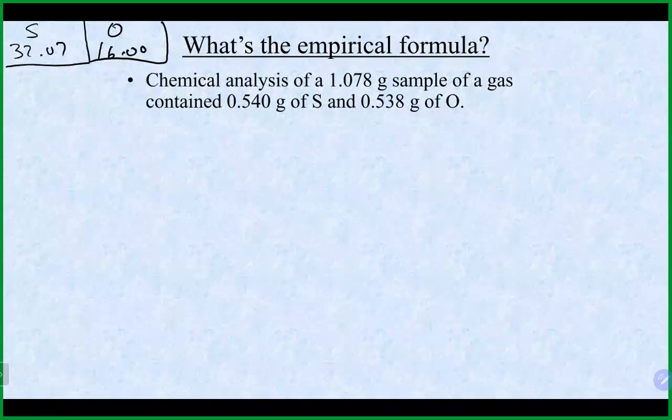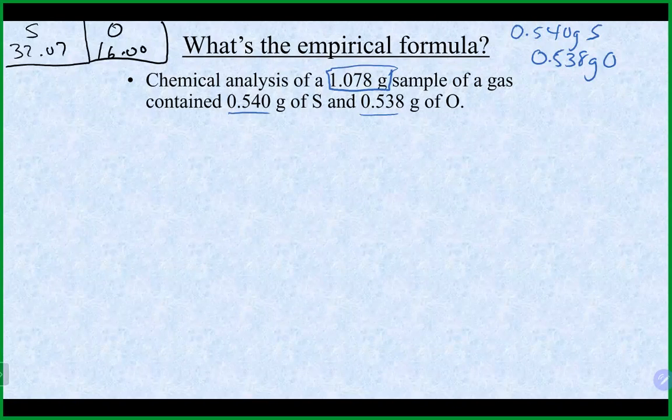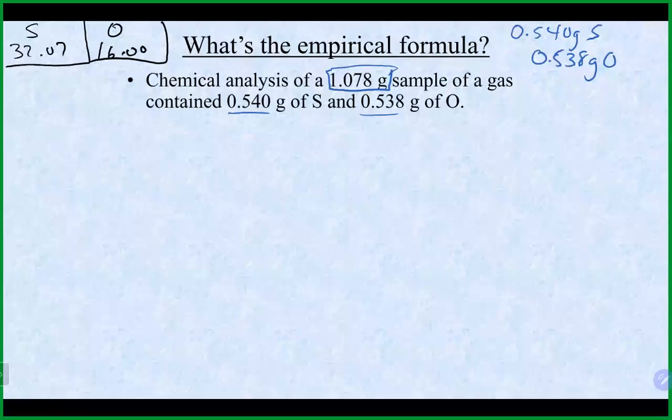Grams of sulfur, and we have the grams of oxygen. So we have 0.540 grams of sulfur. We have 0.538 grams of oxygen. By the way, if you add those numbers together, that is what this number represents, and you don't need that number in this calculation. It's just telling you that you're not missing anything. If you added those numbers up and it didn't equal that 1.078 number, then you are missing some type of element mass, which you could get by subtracting from it.